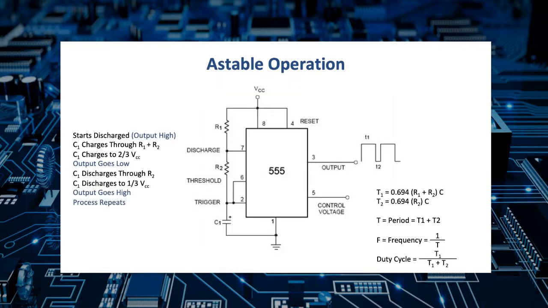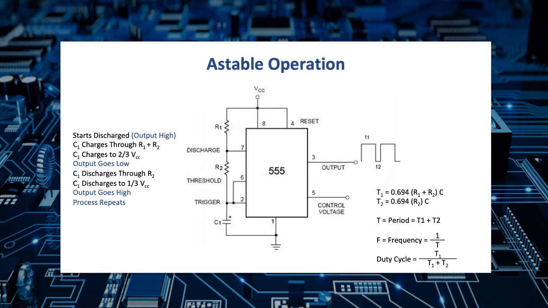So here's another view of a circuit for astable operation. And let's take a look at this and go through step by step what happens. So we'll start with the capacitor discharged, meaning the output is high. And then C1 begins to charge through both R1 and R2. Once it charges to 2/3 of VCC, the output goes low and it begins to discharge through R2. It discharges through R2 until it reaches 1/3 VCC, and then the output goes high, and the process repeats.